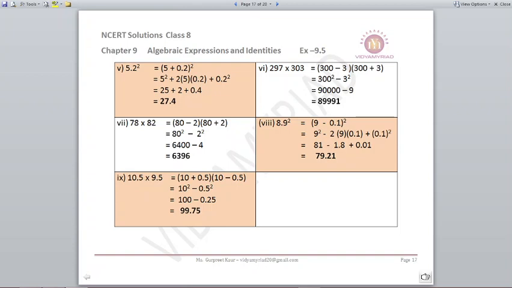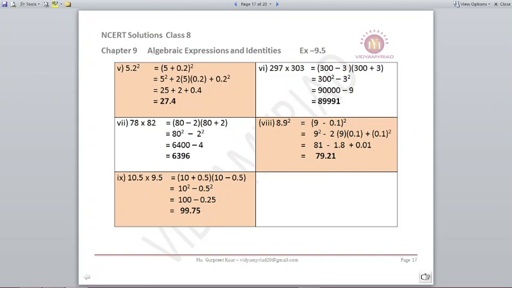Sixth part, 297 multiplied by 303. Now how do I write this? So 297 can be written as 300 minus 3 and 303 can be written as 300 plus 3. Now this is into the form of a minus b, a plus b, which is a square minus b square. So I can write it as 300 square minus 3 square. Answer comes to 89991.